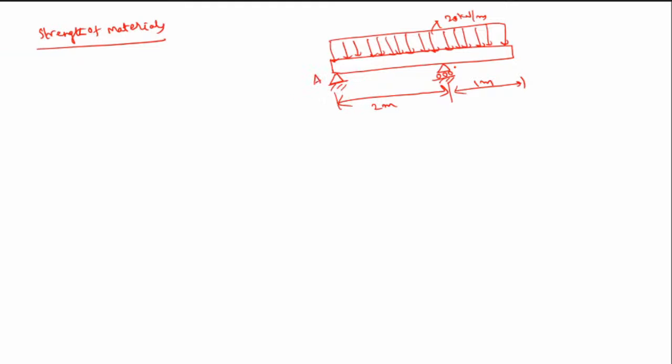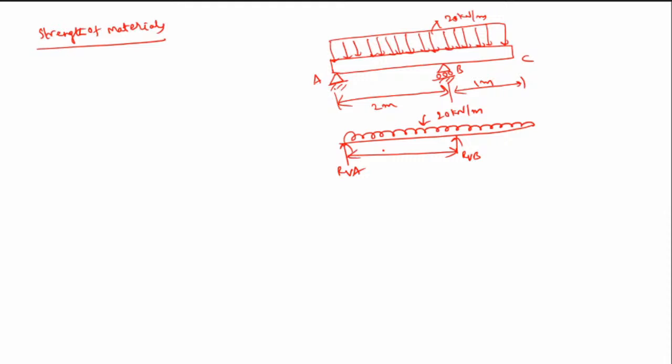Let us say this is A, B, and this is C. So what is the reaction at the supports? First we will draw the free body diagram. This is your RVA and this is your RVB. This is your UDL, 20 kilonewton per meter. This is 2 meters and this is 1 meter. Let us take the moments about A and equate it to 0.